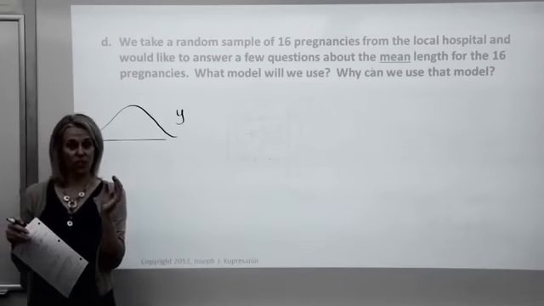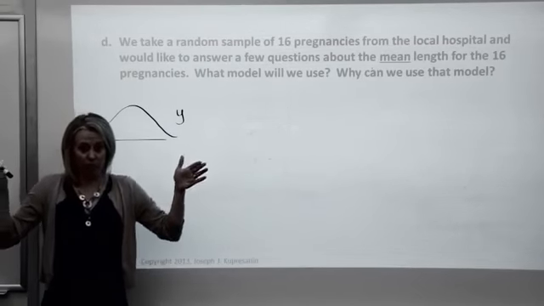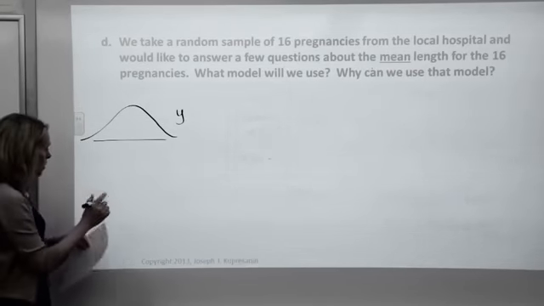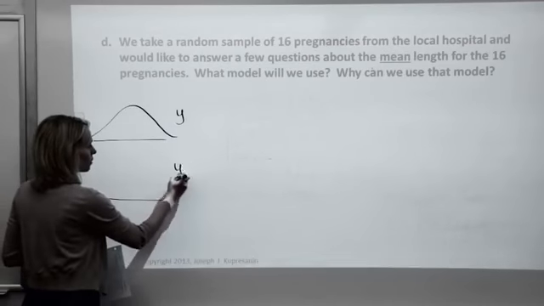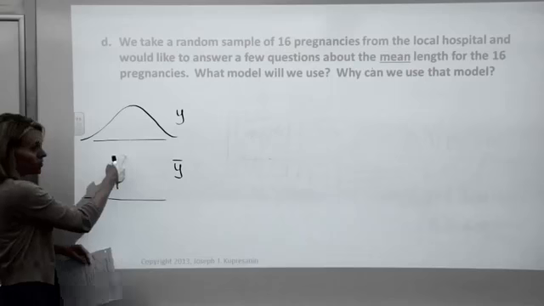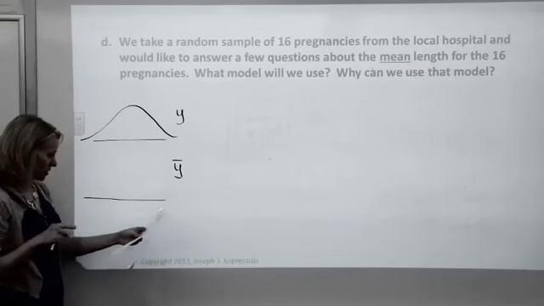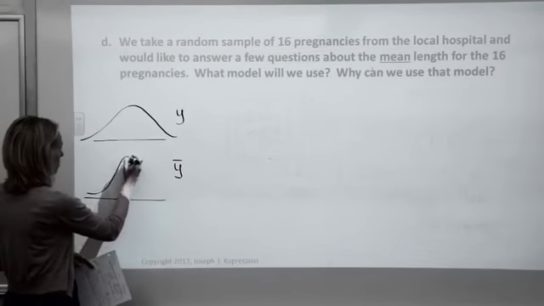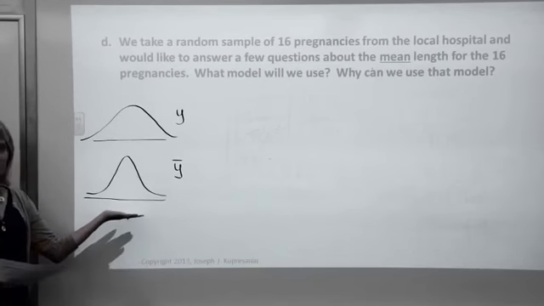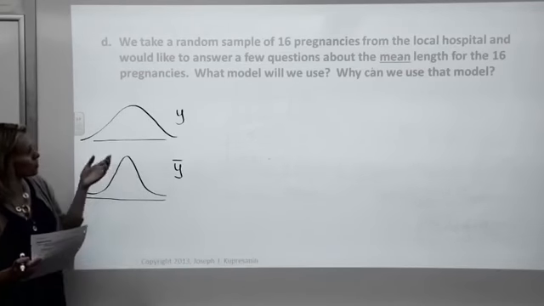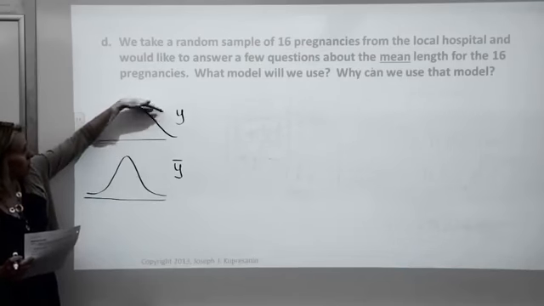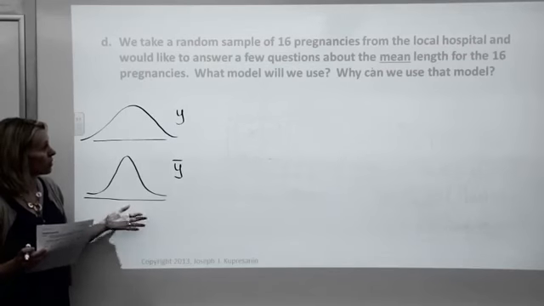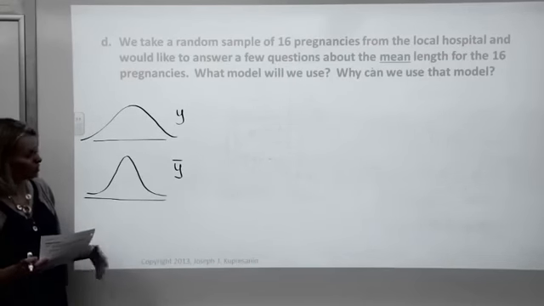When we now look at groups of 16, remember that the spread of this is going to change, but the shape will be the same. Since the original data followed a normal model, the sample means are also going to follow a normal model. They'll be centered at the same spot, still have an average of 266, but the spread is going to shrink. So this distribution is going to look something a little bit more like that. So we can use the normal model. The reason why we can use the normal model, the original population was normally distributed, so despite having a smaller sample size here, it doesn't matter. The sample mean will also follow a normal model.